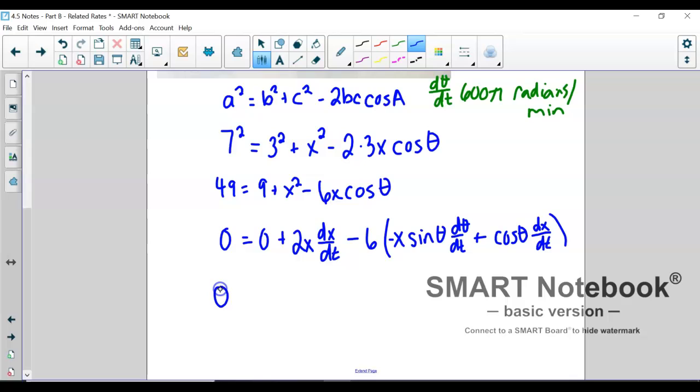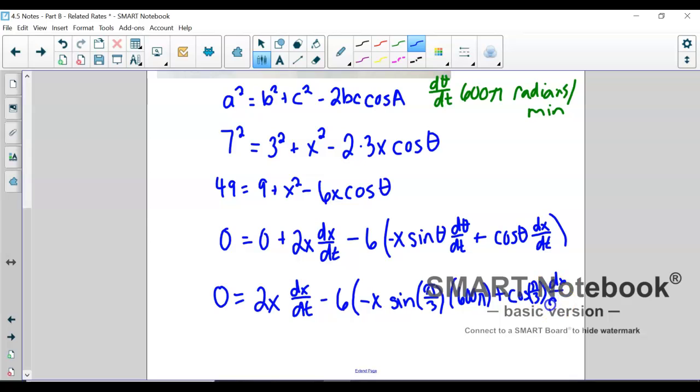So now we can just plug in the information that we know. So we've got 0 equals 2x dx dt, which is what we're trying to find, minus 6 times negative x sine of, they tell us that theta is pi over 3. We know d theta dt is 600 pi, plus cosine of pi over 3 times dx dt.